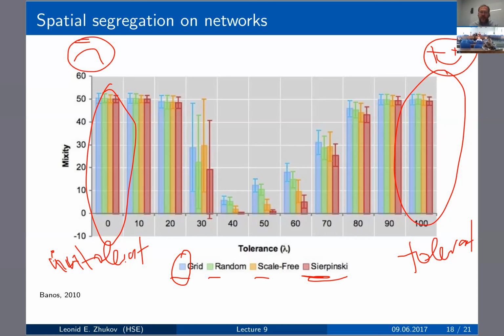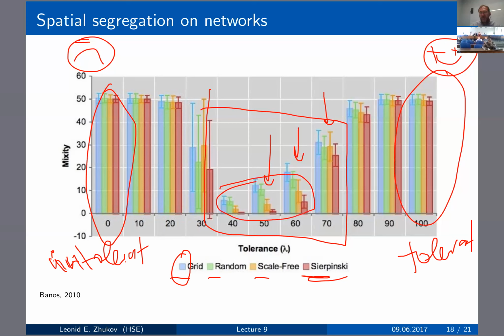Everybody's unhappy. But what's interesting is that, again, in the middle, where people are willing to have half, or actually even more than half of their neighbors, like 60%, or even like here 70% of their neighbors of a different type, segregation still occurs. So mixity here is very low. And that means there is a strong segregation.